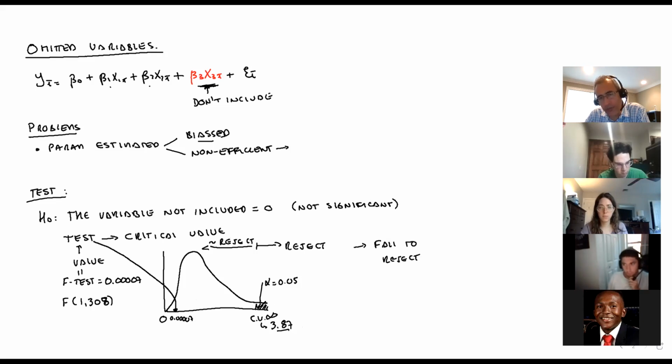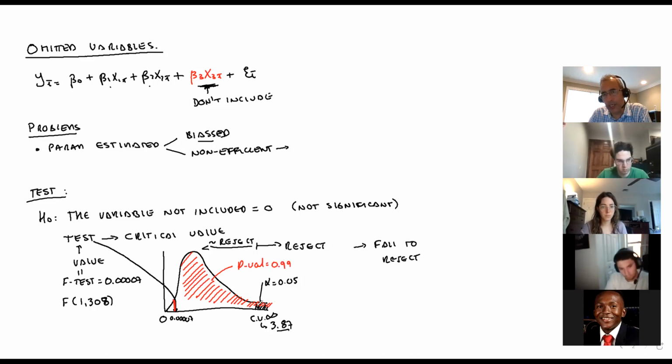So if the reject zone is to the right, my p-value is also going to be to the right. So basically, my p-value is going to be from here all the way up here. So that's why my p-value is 0.99. Agree? So my red one is my p-value that is equal to 0.99.